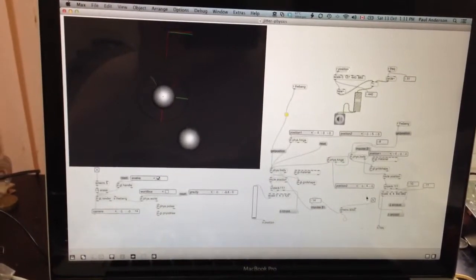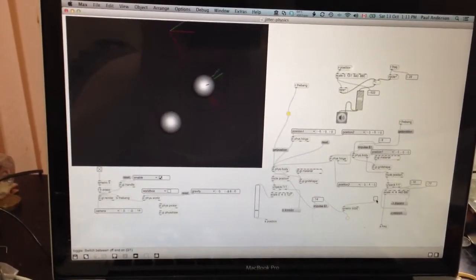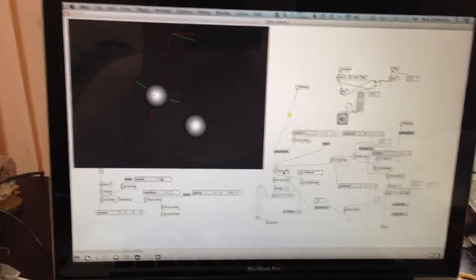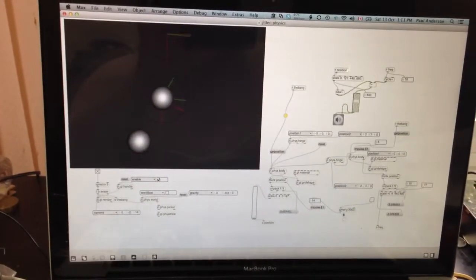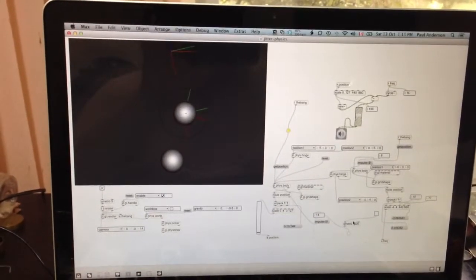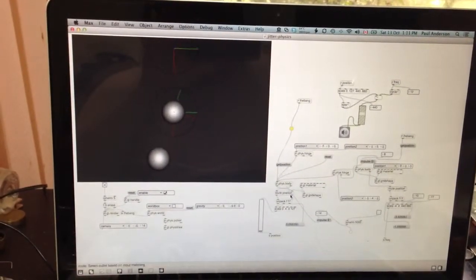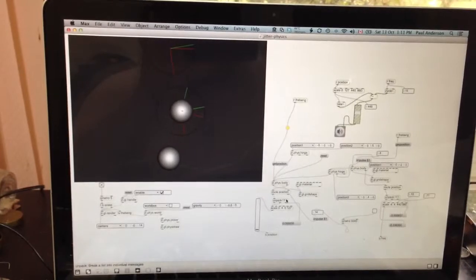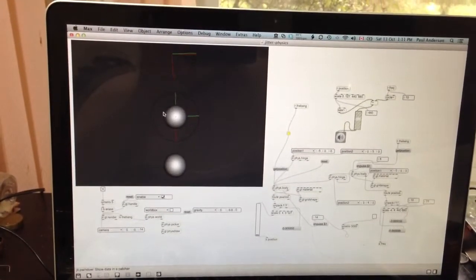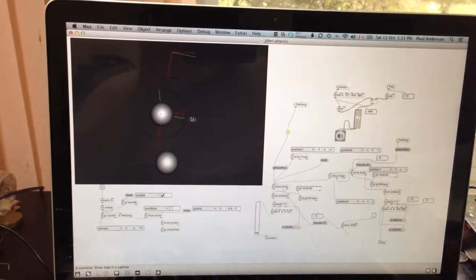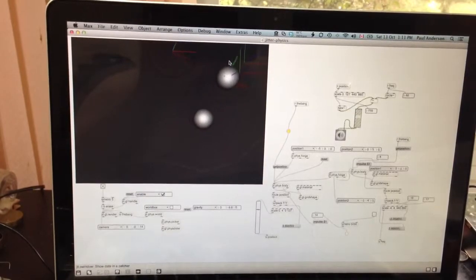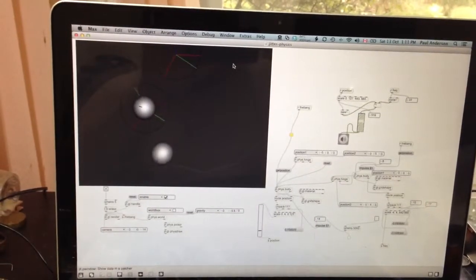And right now it's being driven by something down here that, when it's turned on, produces an impulse every, I think I set it for 5 seconds or so. And you can grab it and throw it like that.